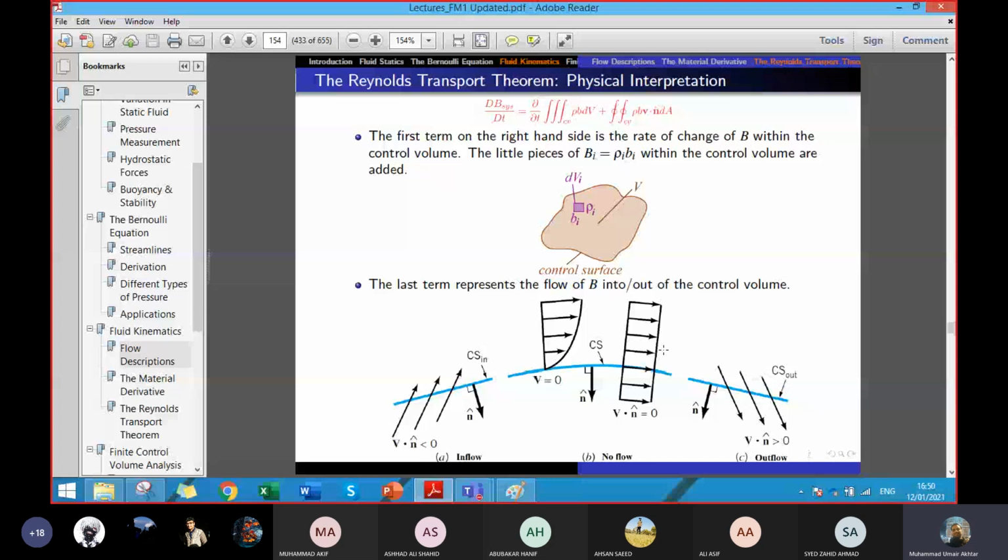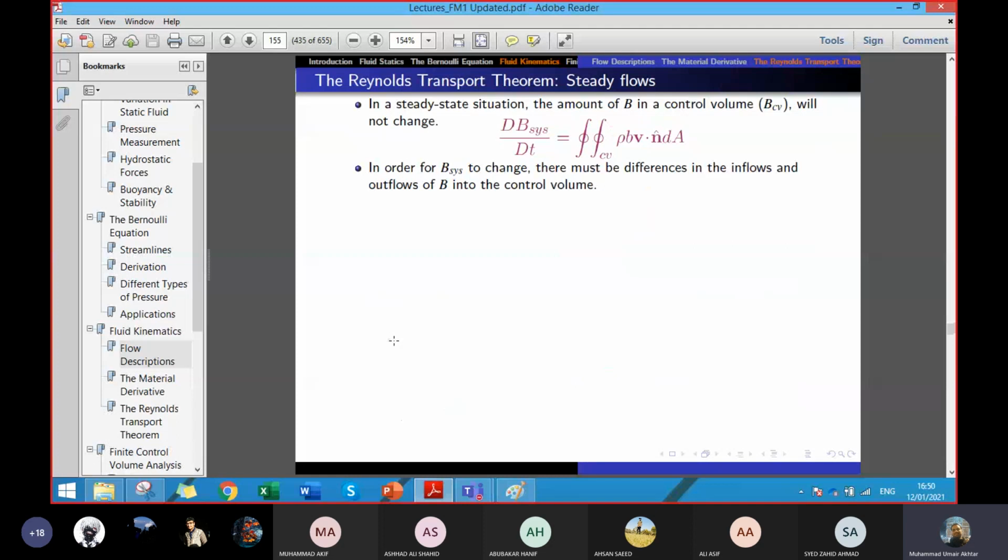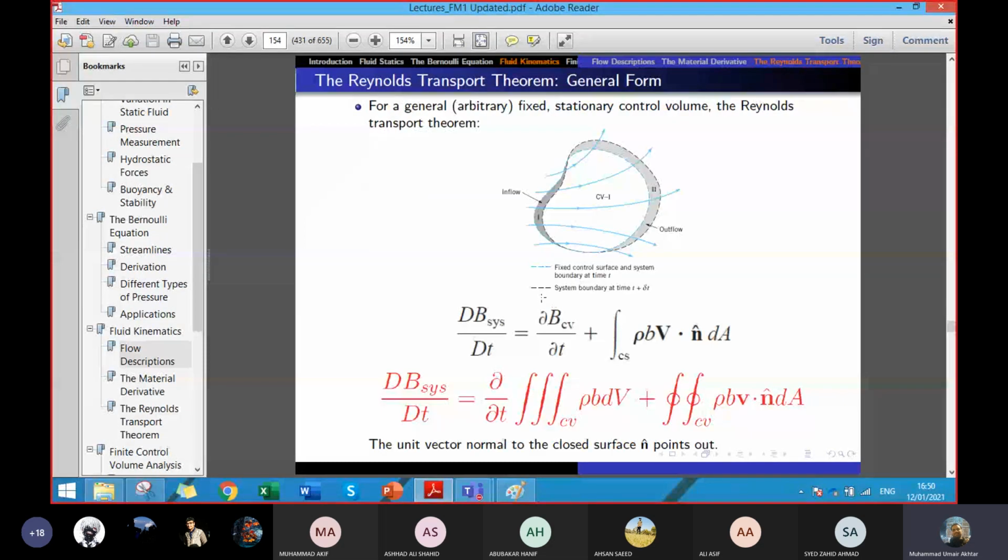So we have just discussed the control surface and the relationship between the normal vector and the control surface. We will further discuss that. If the flow is steady then there will be no change. Now what is this first term representing, the partial derivative with respect to time of the control volume? What is happening inside the control volume? The control volume is fixed. The volume of the control volume is always equal to the system, because there is only inflow and outflow. There is no source or sink within the control volume. Do you understand this?